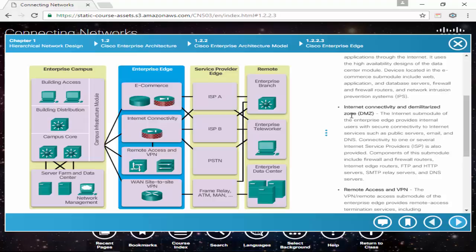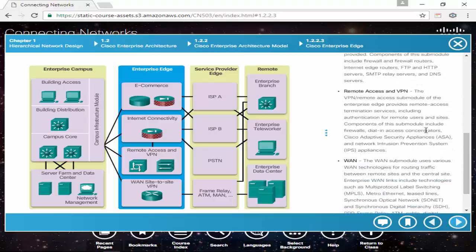Internet connectivity and demilitarized zones are in this. The internet submodule of the Enterprise Edge provides internal users with secure connectivity to internet services such as public servers, email, and DNS. Connectivity to one or several internet service providers is also provided. Components of this submodule include firewall routers, internet edge routers, FTP and HTTP servers, SMTP relay servers, that's email if you've forgotten, and DNS servers.